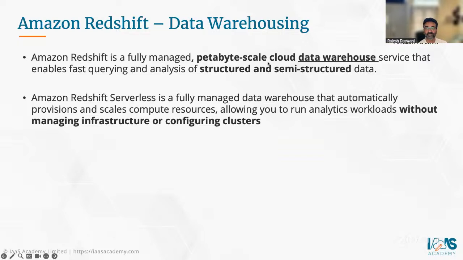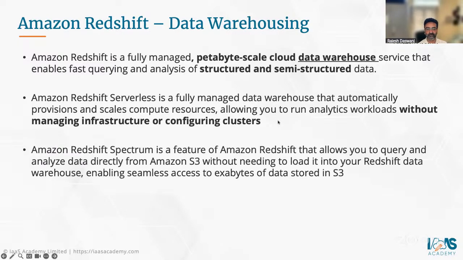So it allows you to analyze your data, and it's what's known as an online analytical processing database, or OLAP database. There's also another feature, slightly different, known as Redshift Spectrum. Redshift Spectrum is a feature of Redshift that allows you to query and analyze data directly in S3 without needing to load it into the Redshift data warehouse, enabling seamless access to exabytes of data stored in S3.